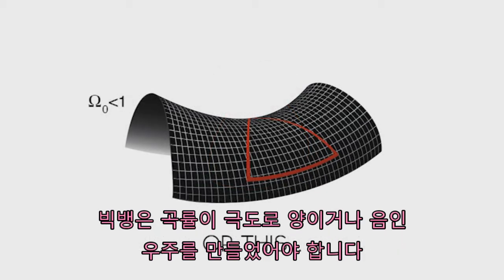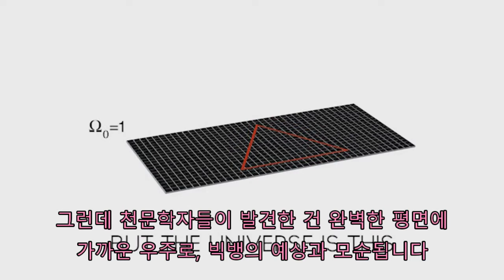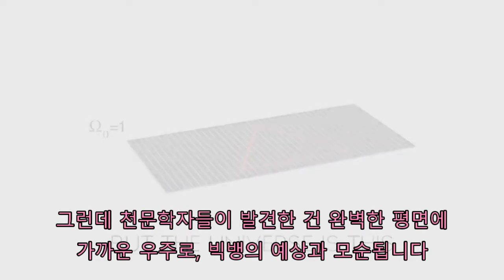Curvature or massive negative curvature. But astronomers discovered that the universe is flat to a very fine degree of precision. It's not curved either way, which again contradicts the Big Bang model's expectations.